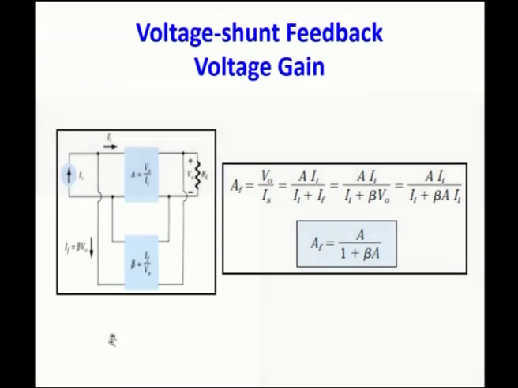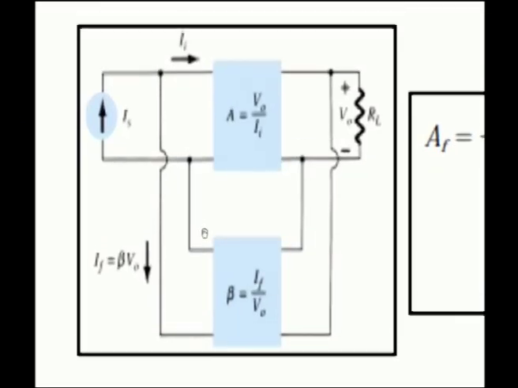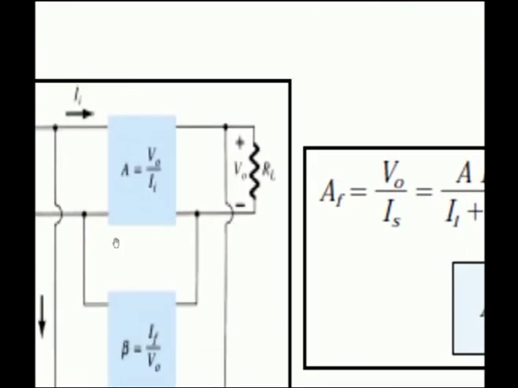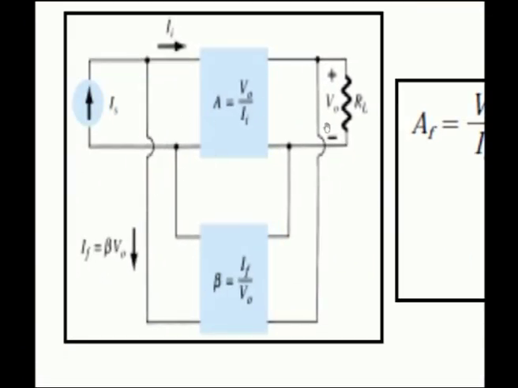This circuit is a voltage shunt feedback network. Here the output voltage is taken as the input of the feedback network, and it has been given in shunt to the input current source. So, it is a voltage shunt feedback network. Here the input is the current source Is, and the output is voltage.